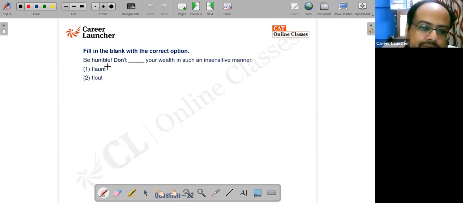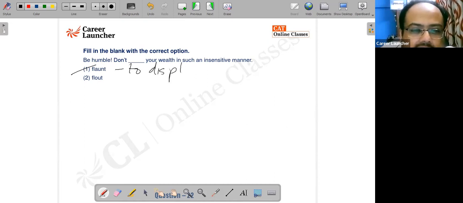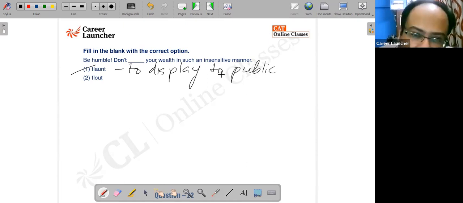The next one, flaunt and flout. Be humble, don't dash your wealth in such an insensitive manner. The answer is option 1, flaunt. Flaunt means to display publicly. So don't display your wealth in such an insensitive manner. Please be humble. It is F-L-A-U-N-T.